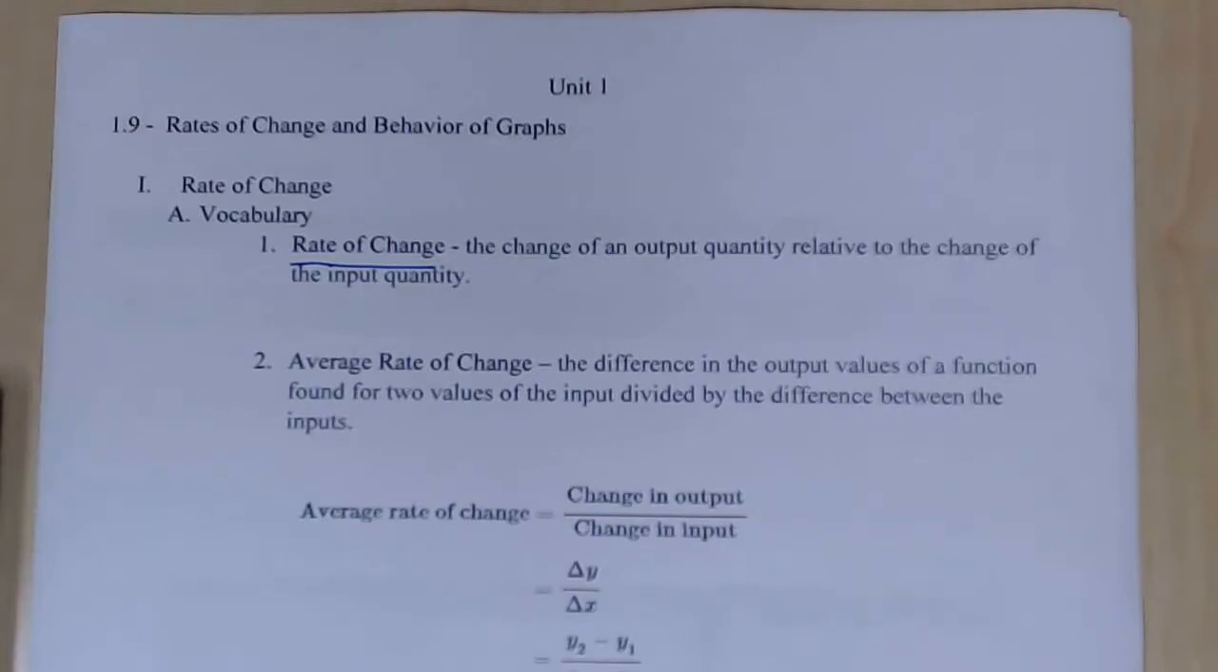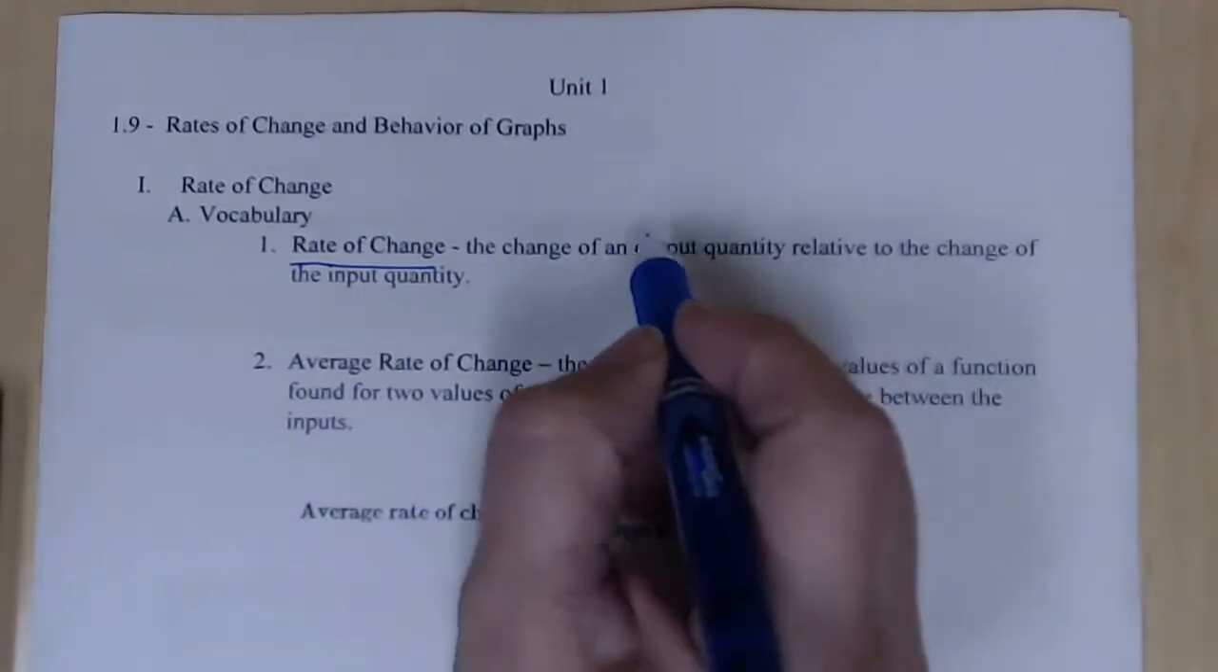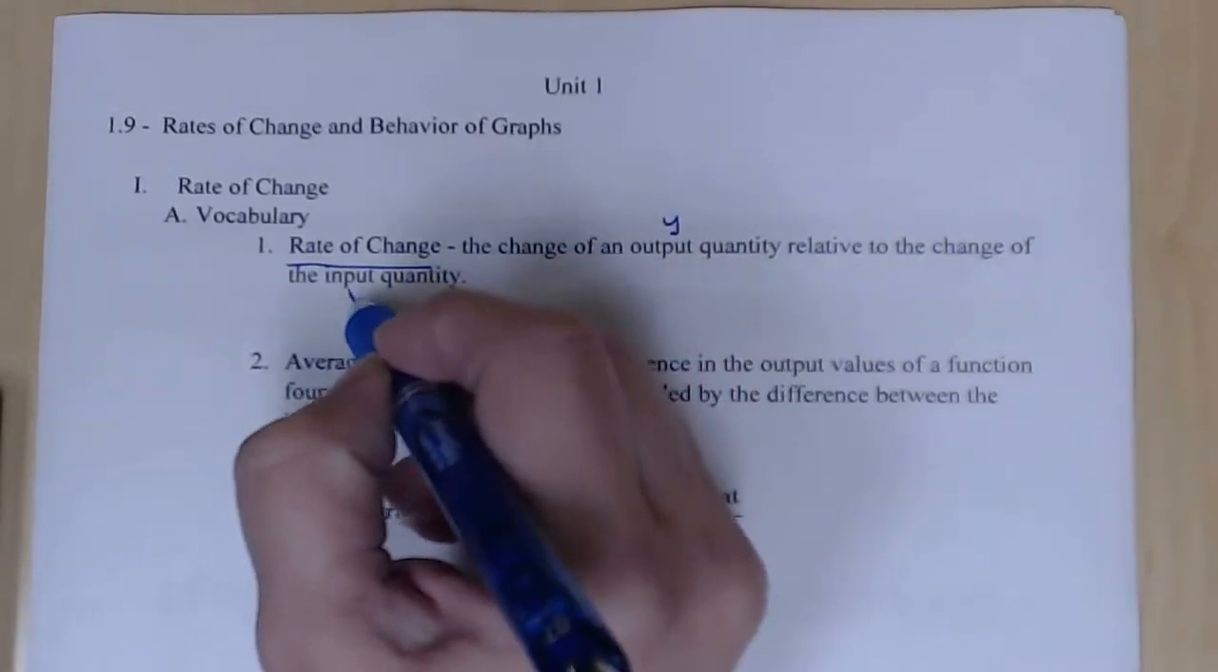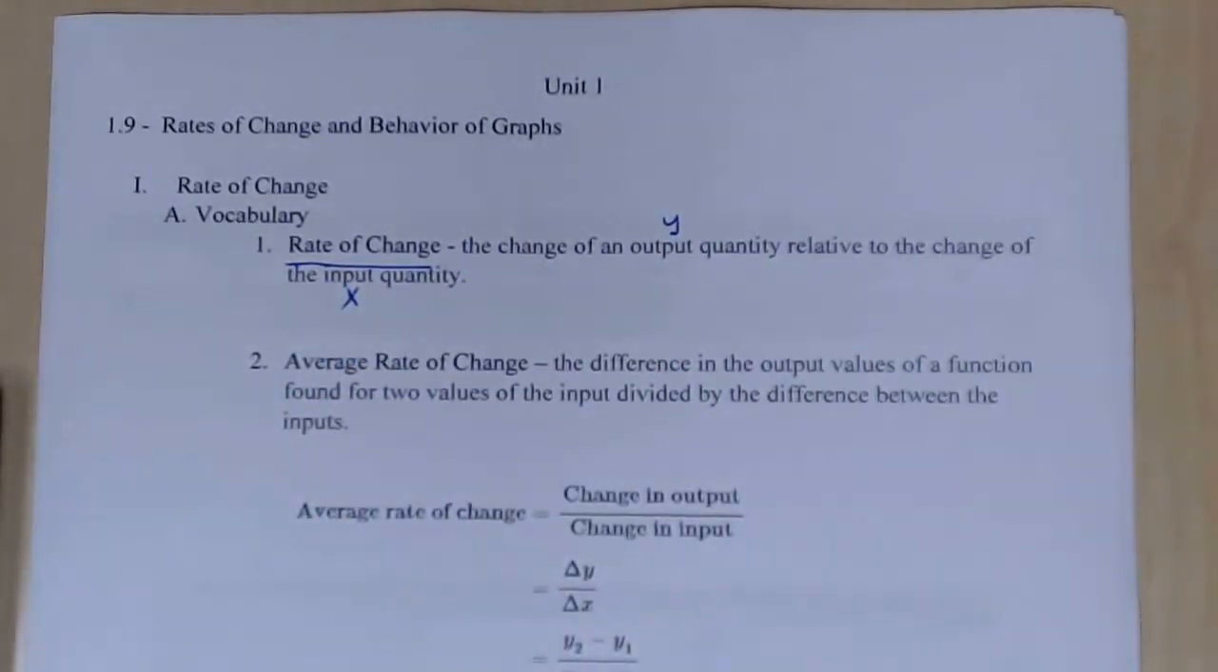Let's put this in other terms. We already know the words input and output, and we know that output is our y and input is our x. The change of an output quantity relative to the change of the input, well, let's just kind of think about that for a minute. We've done this in previous sections, and I'm going to go on to part two, and I think you're going to understand where I'm coming from as I go further.